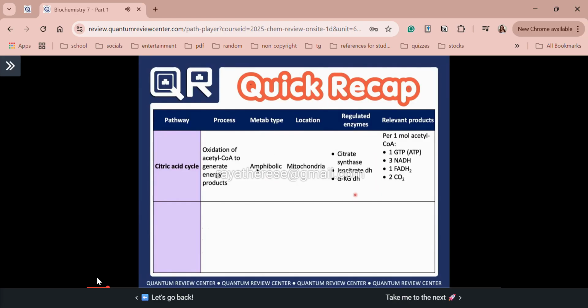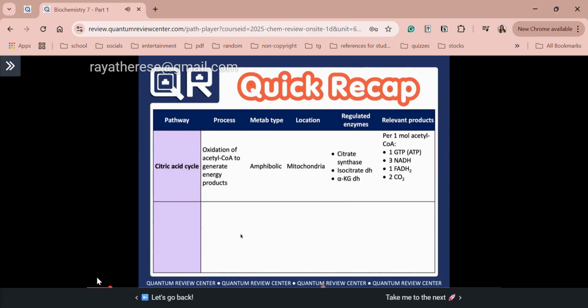Similar with glycolysis, we also have 3 regulated enzymes here: citrate synthase, isocitrate dehydrogenase, and lastly, alpha-ketoglutarate dehydrogenase. Class, I think why it's difficult to memorize the energy products of the TCA cycle is because there are so many. 1 mole acetyl-CoA will yield first 1 GTP. Remember, it's just equal to 1 mole of ATP. We also have 3 NADH, 1 FADH2, and lastly, as a byproduct, 2 carbon dioxide.